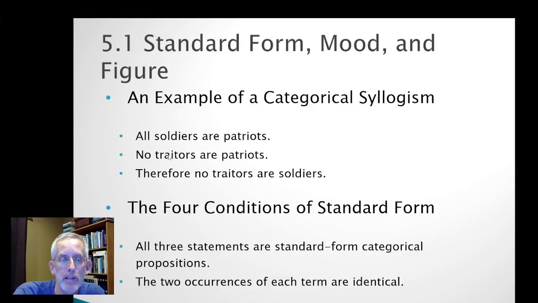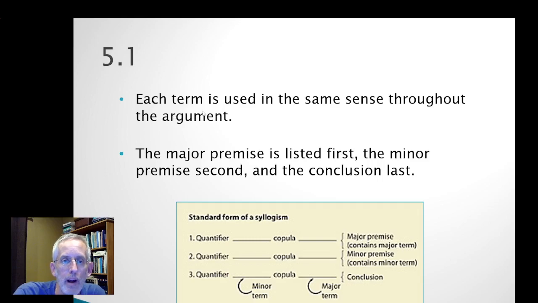So going back to our example here, all soldiers are patriots, no traitors are patriots, therefore no traitors are soldiers. The word soldier in the first premise has to refer to the same things in the world, in other words mean the same thing, as the word soldier down here, and the same for all the other terms. Patriots has to mean the same thing as patriots here, and traitors has to mean the same thing as traitors here. Okay, so each term is used in exactly the same sense throughout the argument.